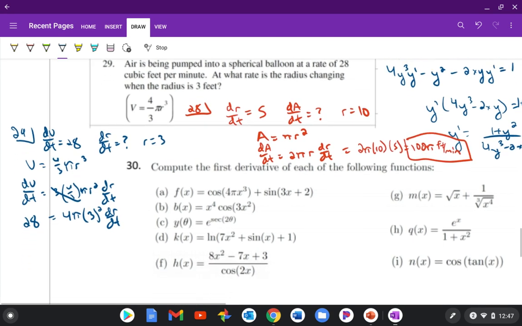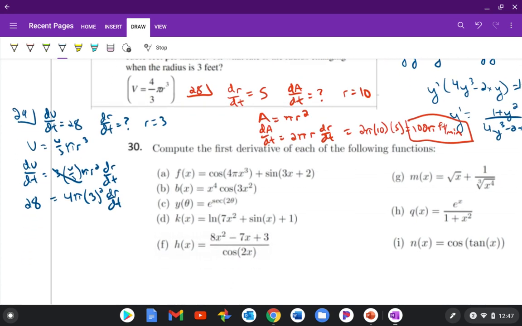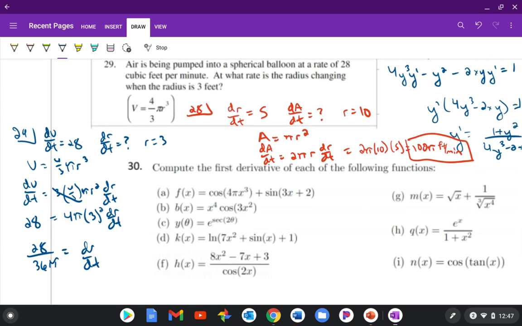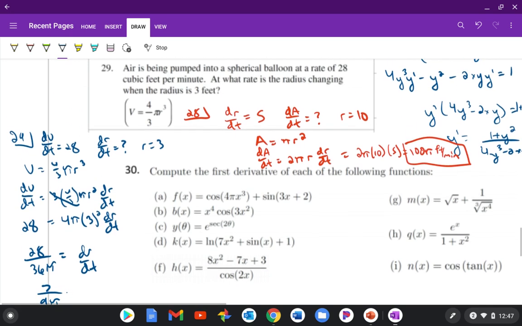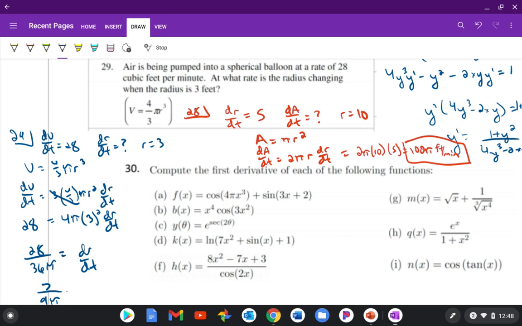So then just solve for dr/dt. That would be 9 times 4 is 36. So it's 28 over 36 pi for dr/dt. So whatever that is, that would be your answer. I guess we could reduce it at least. 4 goes into both of those. So 7 over 9 pi. And that is in feet per minute.